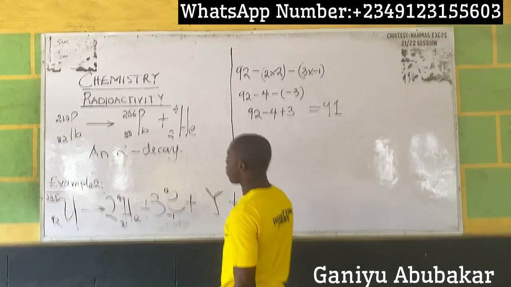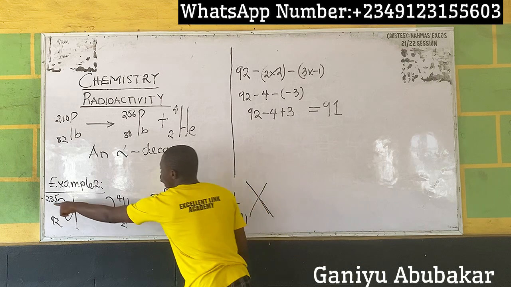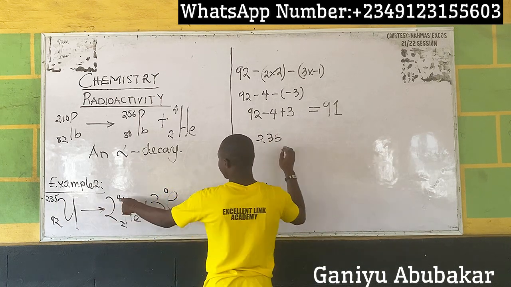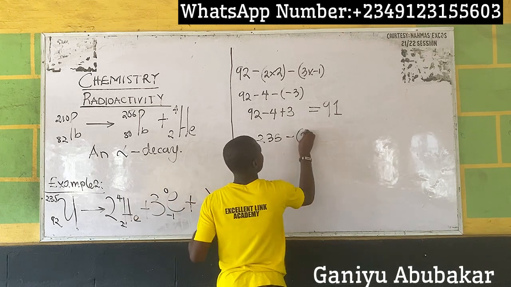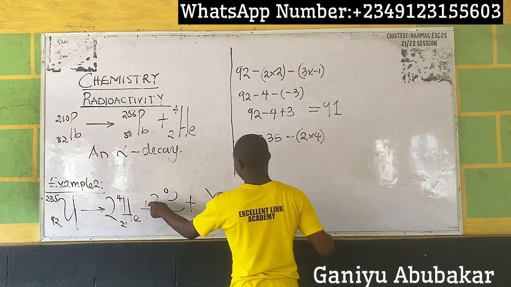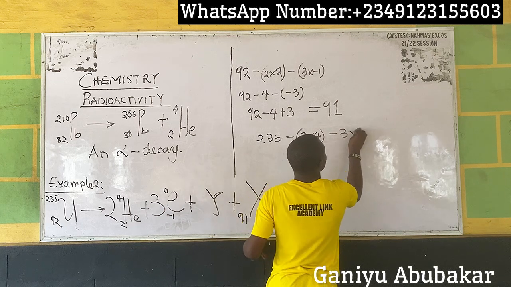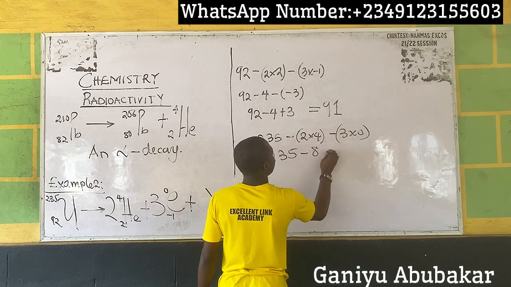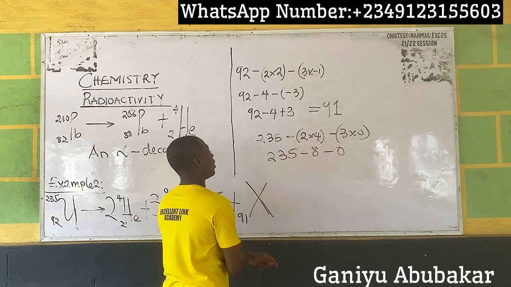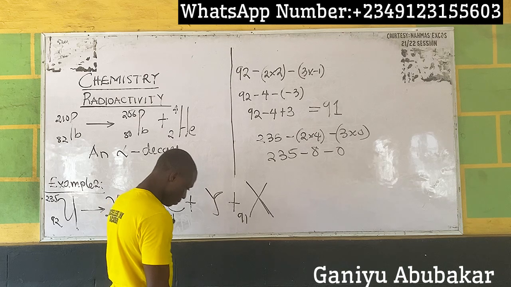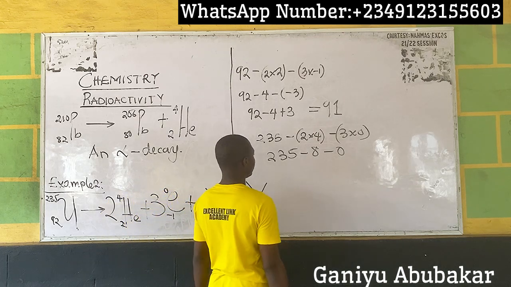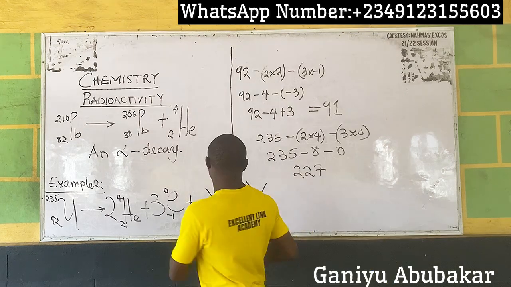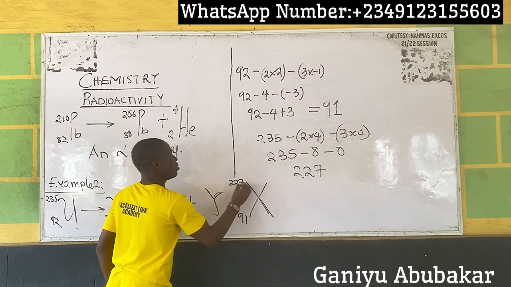Let's get the atomic mass. So this is 235. That becomes 235 minus, in the bracket, 2 times 4, minus 3 times 0. 3 times 0 is 0. This gives 235 minus 8 minus 0, which gives 227. So I have the value 227 here.